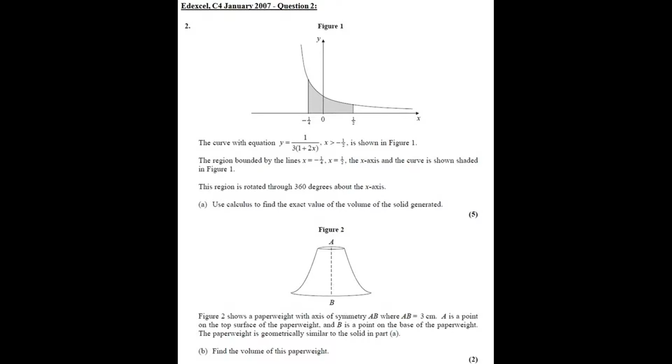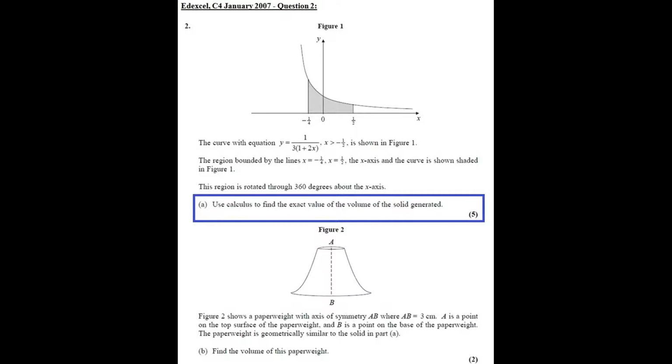Question number 2, the curve with equation y equals 1 over 3 into 1 plus 2x, where x is greater than minus half, is shown in figure 1. The region bounded by the lines x is equal to minus a quarter, x is equal to half, the x-axis and the curve is shown shaded in figure 1. This region is rotated through 360 degrees about the x-axis, and in part A, use calculus to find the exact value of the volume of the solid generated.